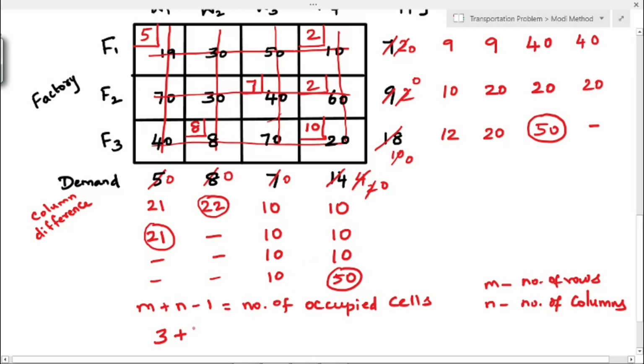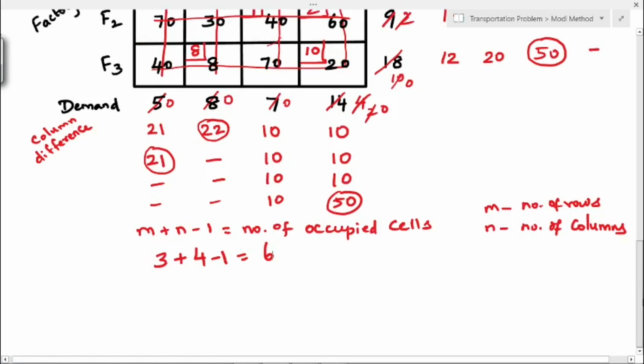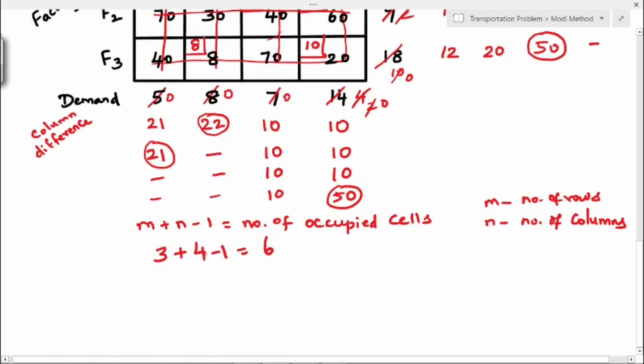So 4 columns. So 4 minus 1. How many occupied cells do we have? As I said earlier, we have 6 occupied cells, so we have 6 allocations. Now solve this: 3 plus 4, 7 minus 1, that is 6. So this is 6 equal to 6. Both are equal, therefore it is a non-degenerate solution. Next we have to check the optimality. For that we have to use the Modi method.